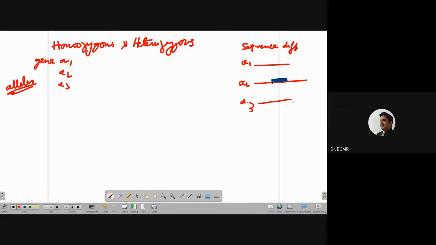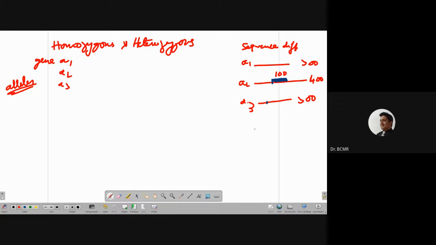So A3 has the same size. Say for example, this is 300 base pairs, and this is 400 base pairs because there is an insertion of 100, and then this is 300 base pairs. Between A1 and A3, what is the difference? There could be a single nucleotide polymorphism, which means there is a point mutation. That means in that particular base, there is a difference in the sequence.